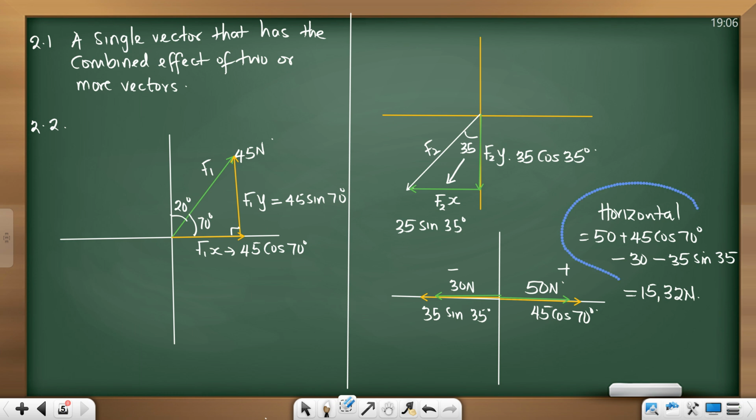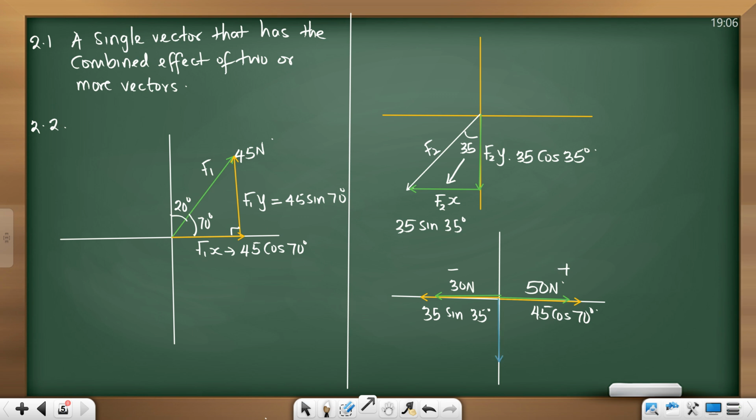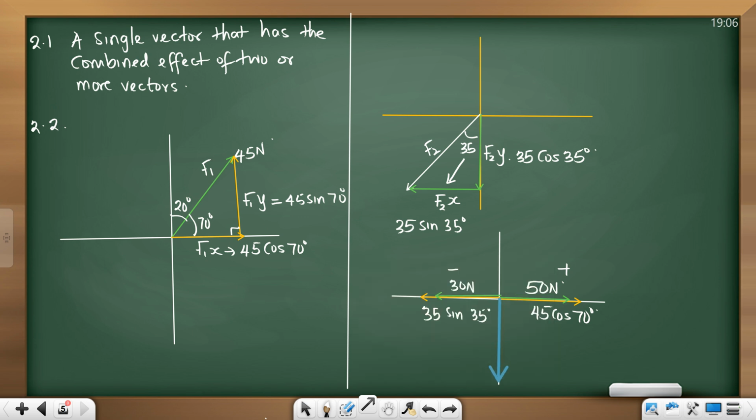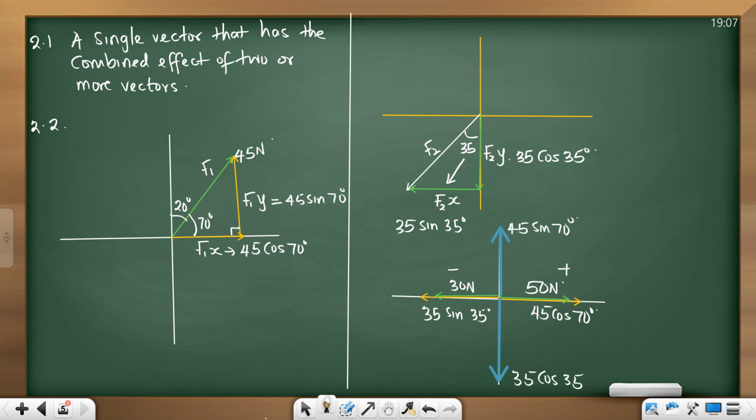Vertical will be, I'm going to take that out. Vertical, let me use blue. We have one going down. Let me make it thicker. We have one going down and we had one going up. This is 45 sine 70 and this is what? 35. Our answer was positive there, right? We need to choose right or east. Very important. What about this one? Up is positive, down is negative.